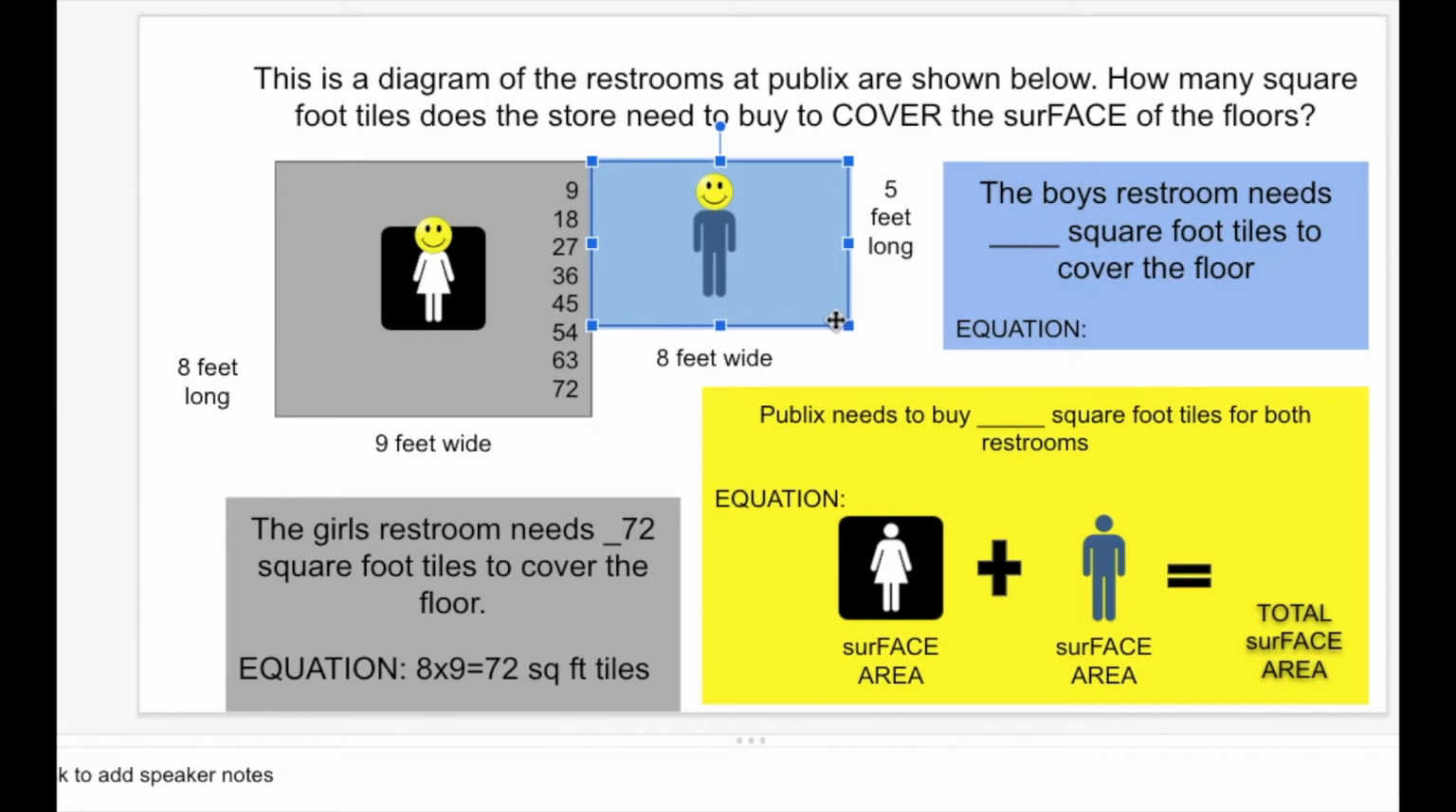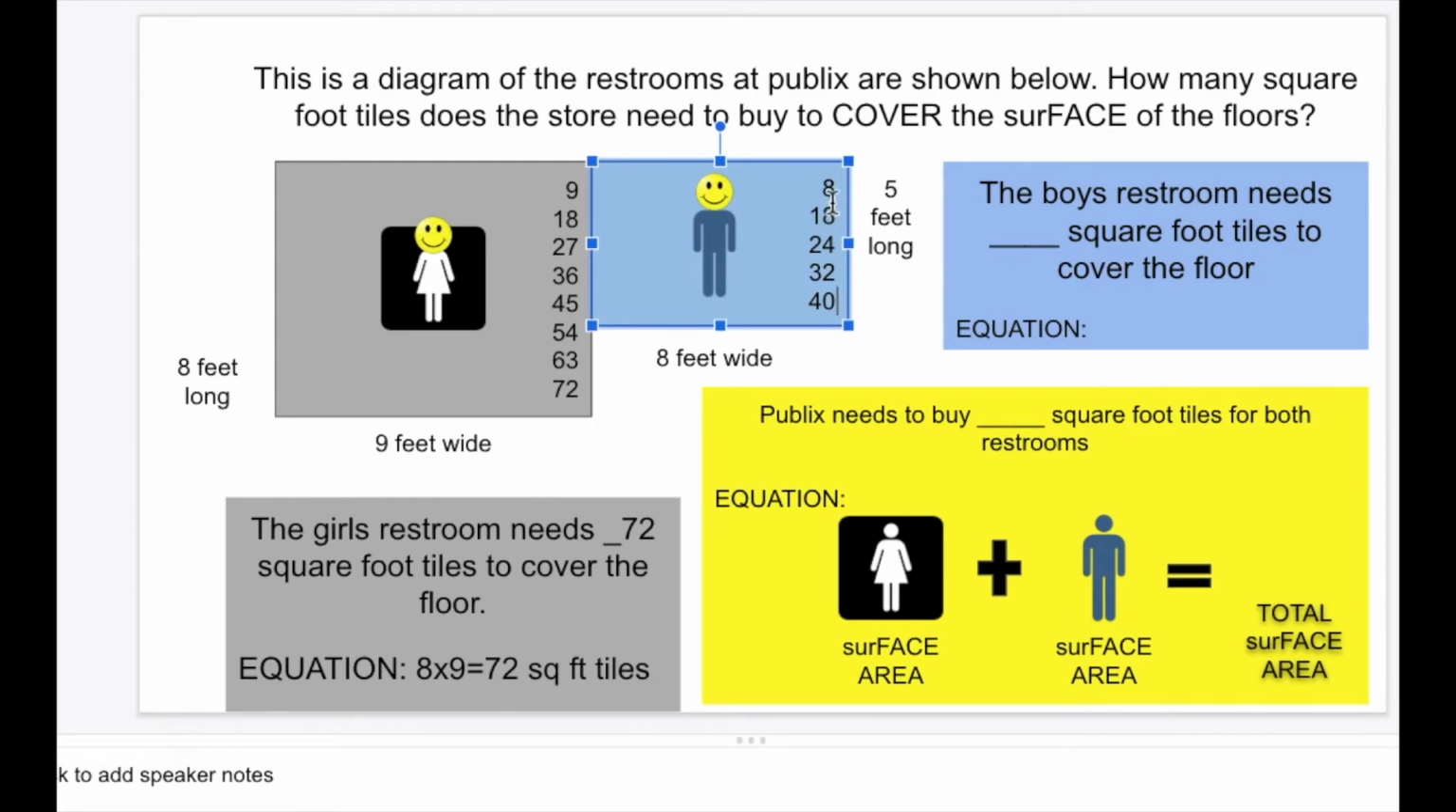We should be able to see that there would be 5 rows, since this side of the restroom is 5 feet long. It'd be a really tiny restroom, but this would be 5 feet long, so I could fit 5 tiles this way and 8 tiles this way. 5 tiles long and 8 tiles wide. So each of those 5 rows would have 8 tiles in them. So it would be 8, 16, 24, 32, 40.